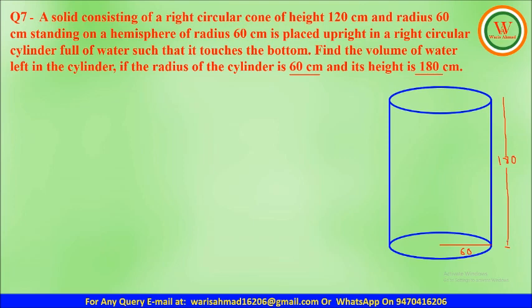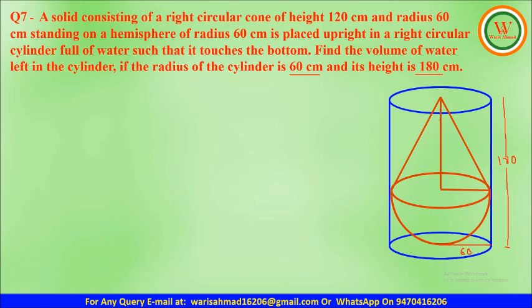The very first line of the question is a solid consisting of a right circular cone of height 120 centimeter and radius 60 centimeter standing on a hemisphere of radius 60 centimeter, placed upright in the right circular cylinder. So we have to put this solid into the cylinder. So let us see. This is the required solid. So we have put this solid into the cylinder.